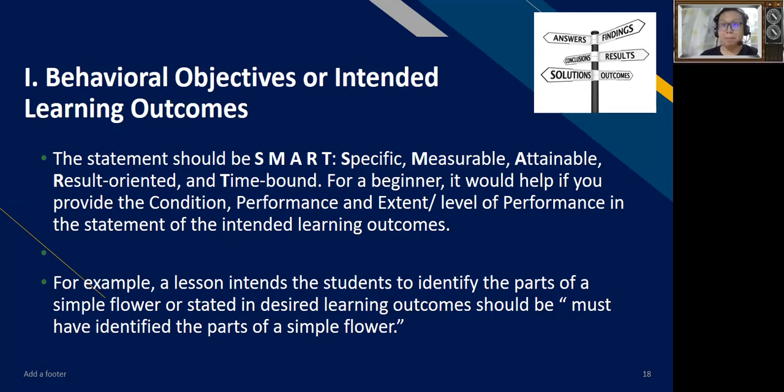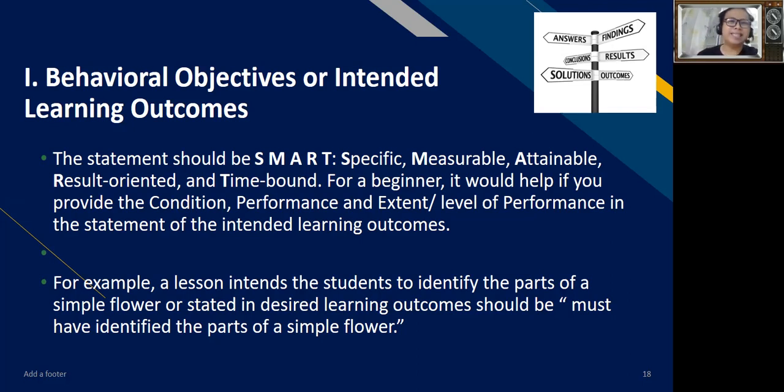Like for example, if your topic is the parts of the flower in science, the condition is within an hour of collaborative learning activity and lecture discussion. That's your condition that is going to be done by your students. Then the performance and extent level of performance. So within an hour of lecture discussion and collaborative learning activity, students with 80% accuracy must have.